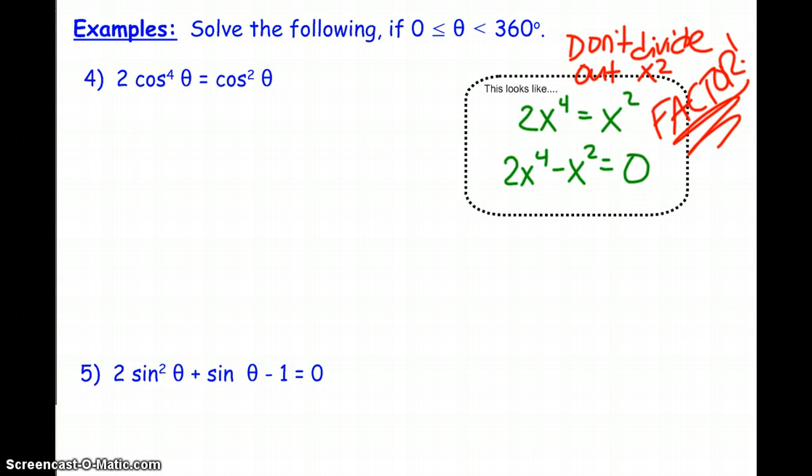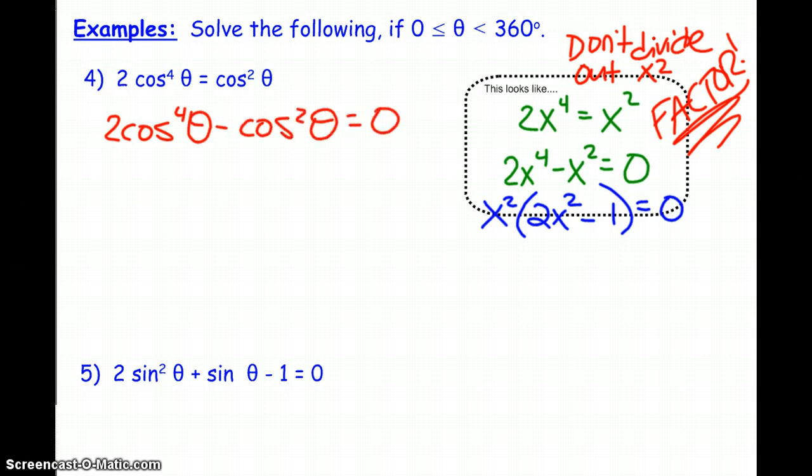I want to factor it out. So you still set it all equal to 0. Pull that x squared, that greatest common factor, out. What am I left with? 2x squared minus 1 equals 0. And then once again, I've got 2 factors to go ahead and set equal to 0. So coming back to the example in terms of trig, once again, I want to bring everything over to one side, set that equal to 0. Same thing, don't just get rid of that cosine squared. It's still in my equation. It's still important and gives me solutions.